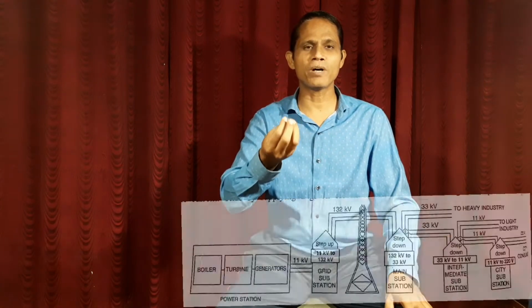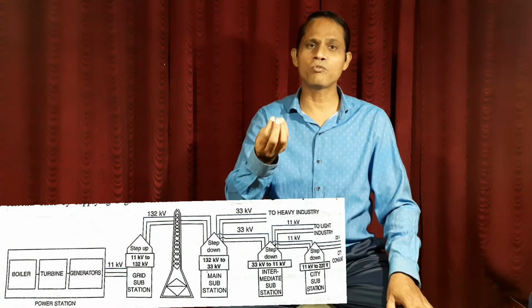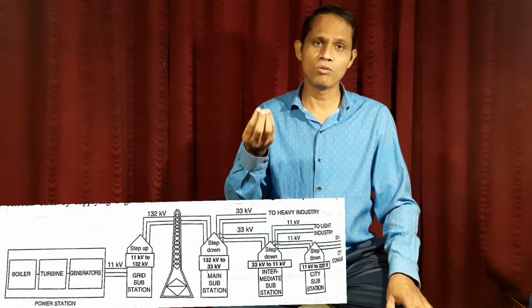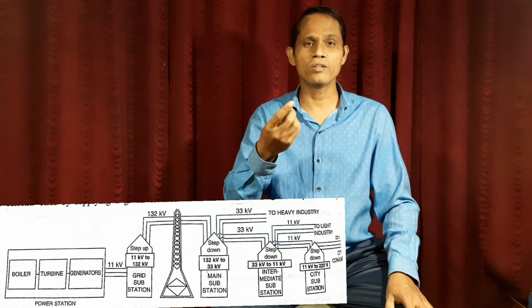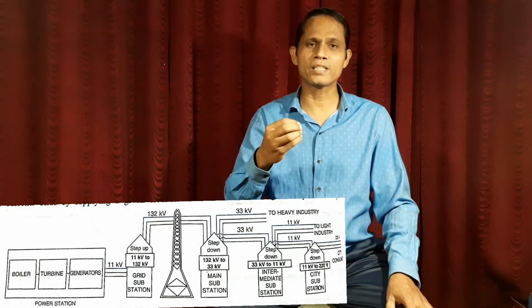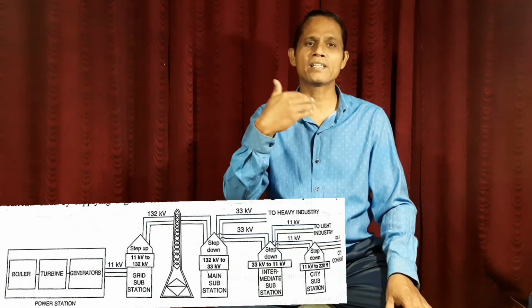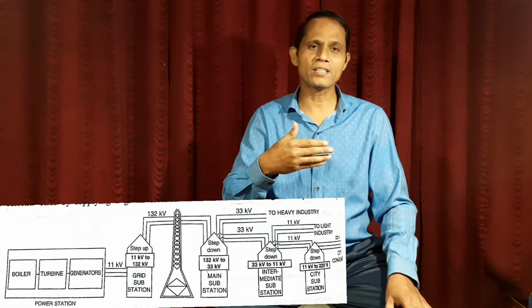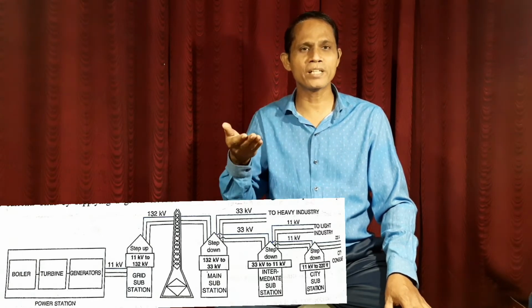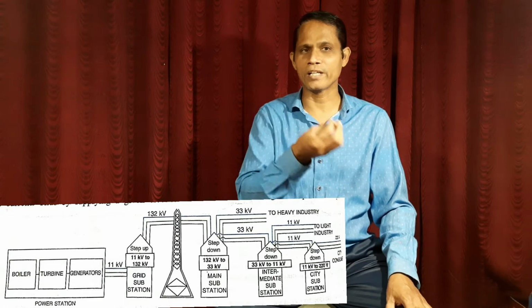Now let us start with how the power is transmitted from the power generating station up to the household circuit, or up to the consumer. First of all, the power is generated, and the power generated at the power station is at a voltage of 11 kilovolt. Now the problem is this: if the power is sent as such, at that much voltage, a huge amount of heat will be generated, which is a wastage of energy.